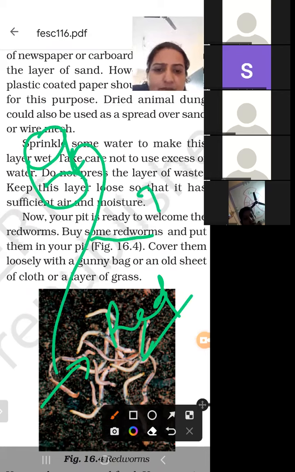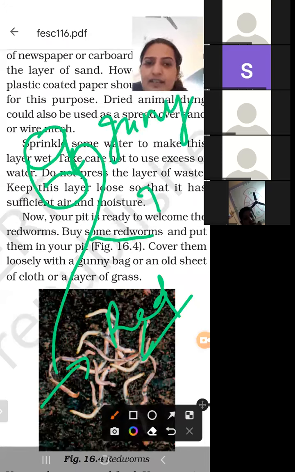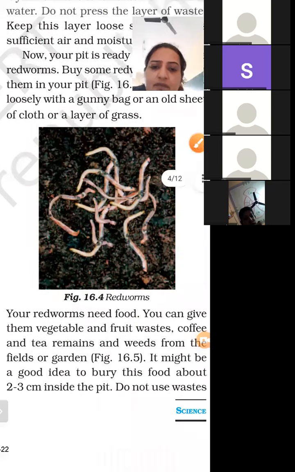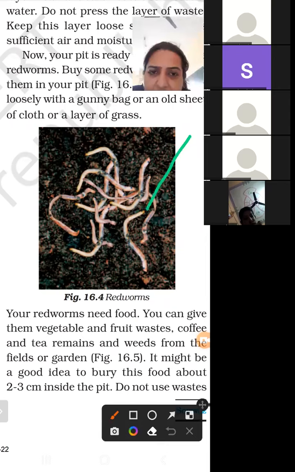Cover them loosely with a gunny bag or old sheet of cloth, or a layer of grass. You can cover them in gunny bags, or in an old sheet of cloth, or you can also cover it with a layer of grass.